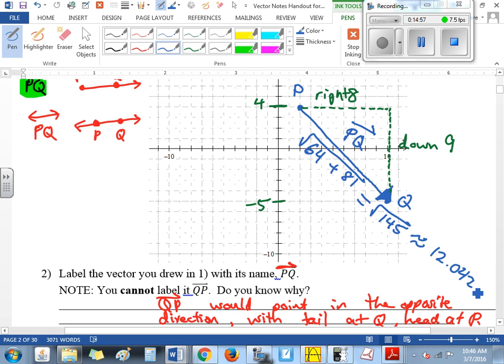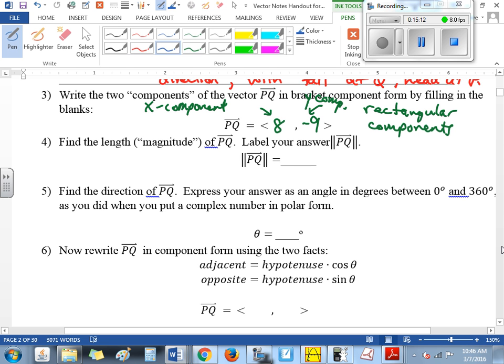Okay, so remember when we did complex numbers, this was called the modulus. This is now called the magnitude. But it's the same thing we've always done, just x squared plus y squared square root. Okay, so it's now called magnitude. And look at these interesting symbols. You've got these double absolute values there. Kind of cool. Okay, that's how you pronounce it. Magnitude of vector PQ. So the magnitude of vector PQ is exactly root 145. Which is approximately 12.042.